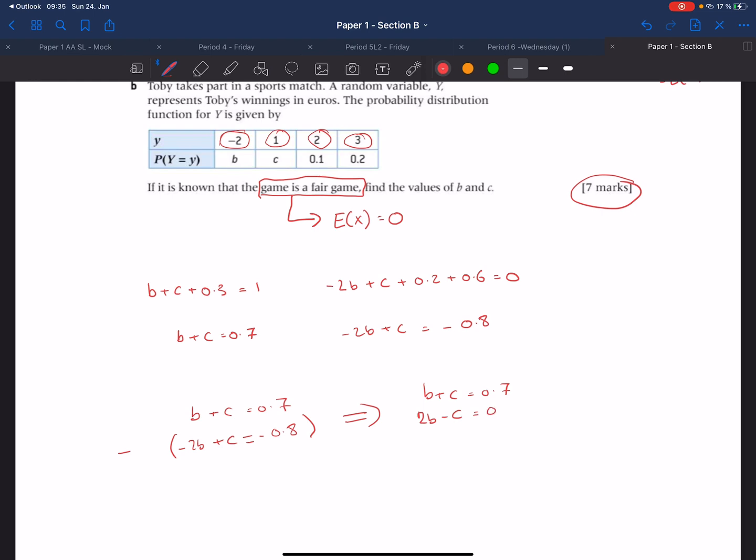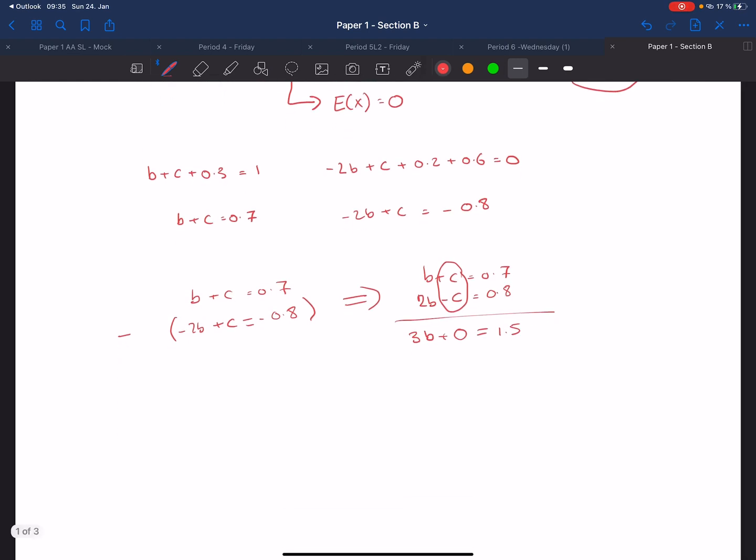And then that's now a positive 0.8. And now I can just add those together and it will cancel out my c's. So those will add together to equal 0. I have 3b here plus 0 equals 1.5. So if 3b equals 1.5, b equals 0.5, and then I can use one of my other equations to work out what c is.